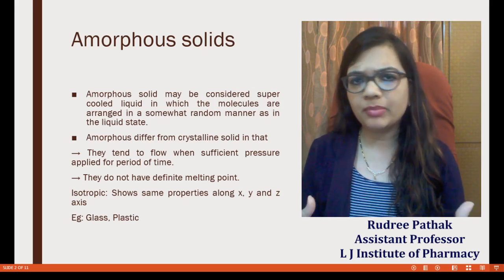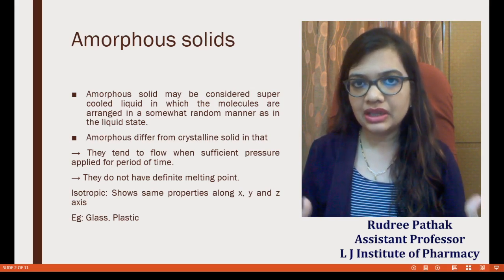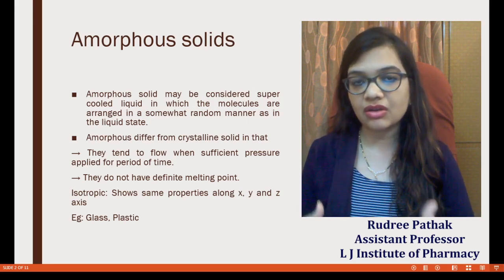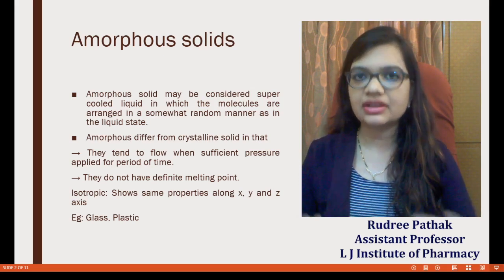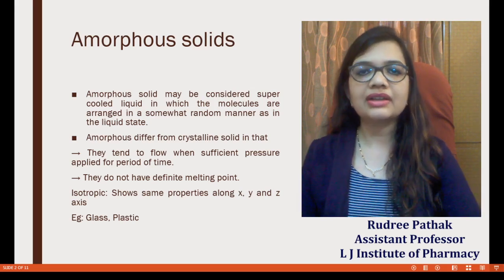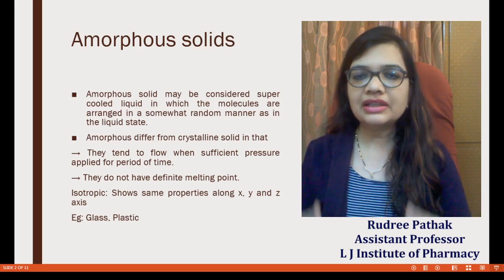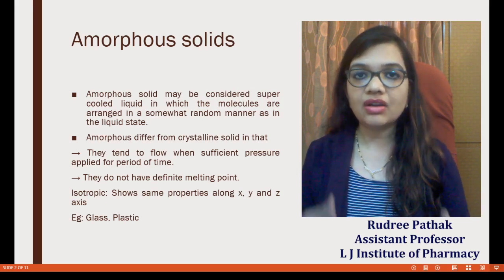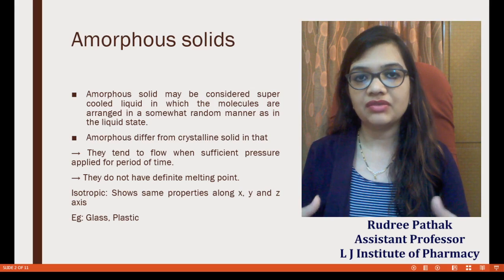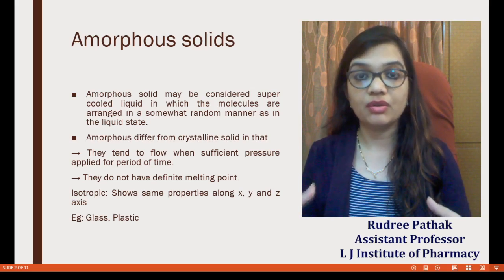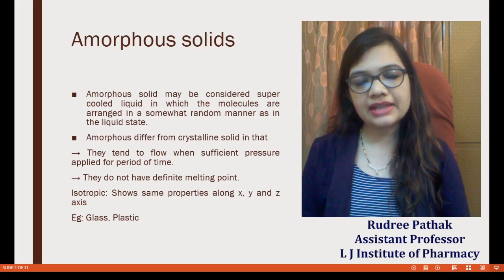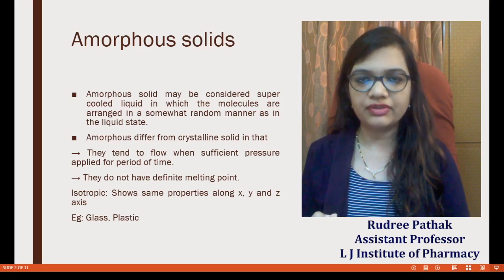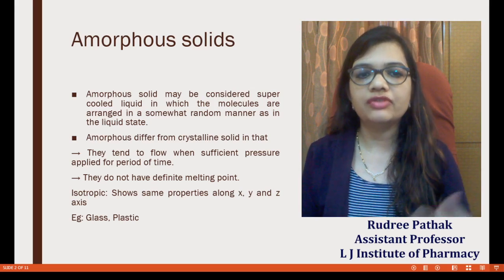Take any property, for example solubility. Amorphous solids are going to show the same solubility range across the x-axis, y-axis and z-axis. But this is not true for crystalline structures. They are not going to show the same properties when we observe them across the x-axis, y-axis and z-axis. So this is a major point of difference between crystalline solids and amorphous solids.